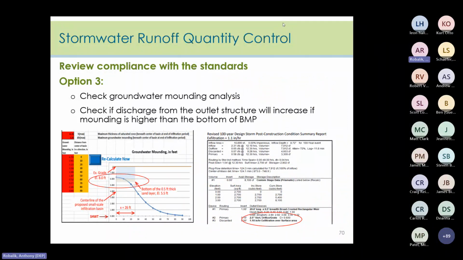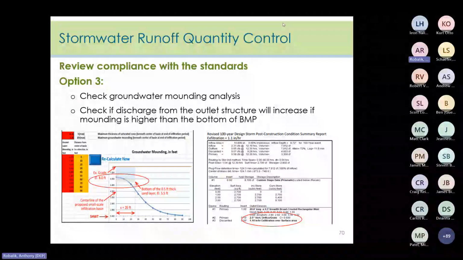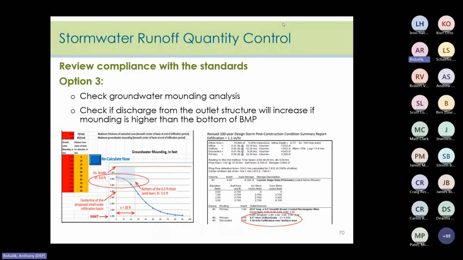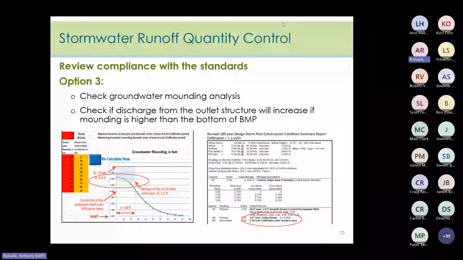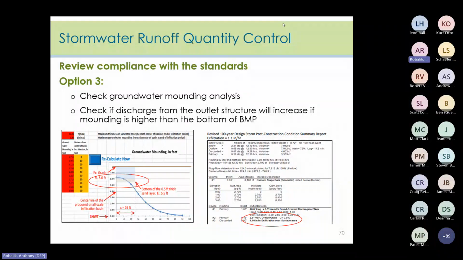So moving on, the reviewer must check the groundwater mounding analysis for any BMPs that infiltrate runoff into the subsoil. If there are infiltrating BMPs on site and no groundwater mounding analysis was submitted with the stormwater management report, the reviewer shall ask the design engineer to provide it. Often the groundwater mounding analysis will show the mounding as rising above the bottom of the BMP, which means that the runoff discarded through the basin bottom into the subsoil is reduced from what is assumed in the routing calculation.